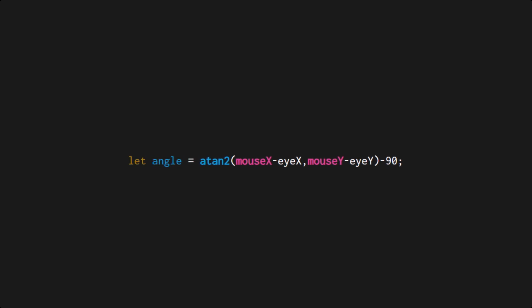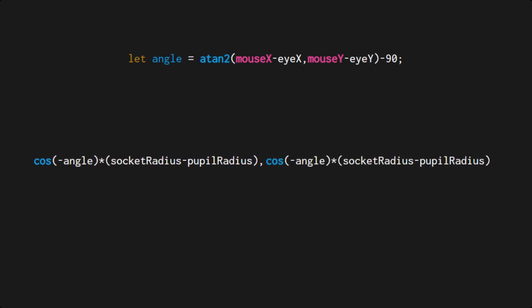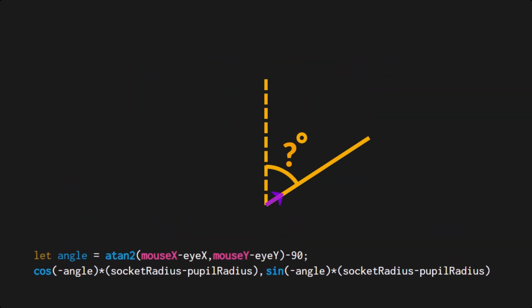We convert this angle to a vector in the following formula. Here we multiply the cosine of the negative angle by the inner radius of the eye socket. Copy this formula for the y value and change its cosine to sinus. This gives the angle a length, creating a vector.